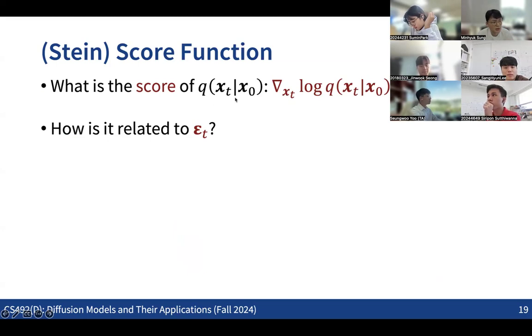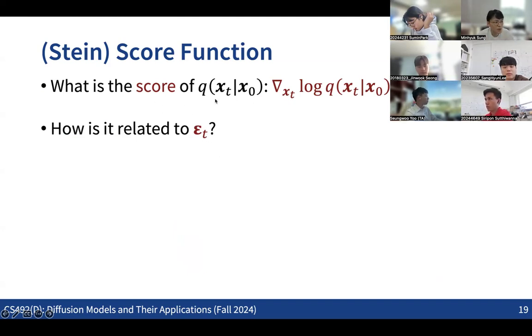So given the posterior distribution for the forward process, how can we define the score function? This is the first thing. And the second thing is that we're going to see how this score is related to the noise that we are predicting using the neural network.